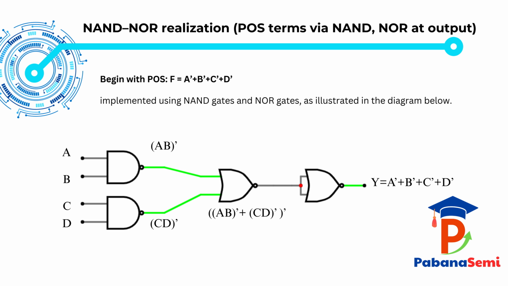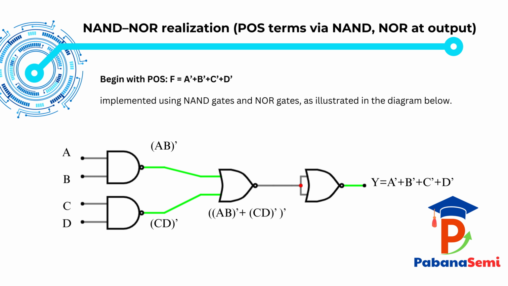In this example, the circuit begins by forming two NAND outputs. From inputs A and B, the first NAND gate produces (AB) prime. From inputs C and D, the second NAND gate produces (CD) prime. So at this stage, we have two inverted product terms, (AB) prime and (CD) prime. Next, these two signals are combined using a NOR gate. Remember, a NOR gate gives the complement of OR, so it produces (AB plus CD) prime.